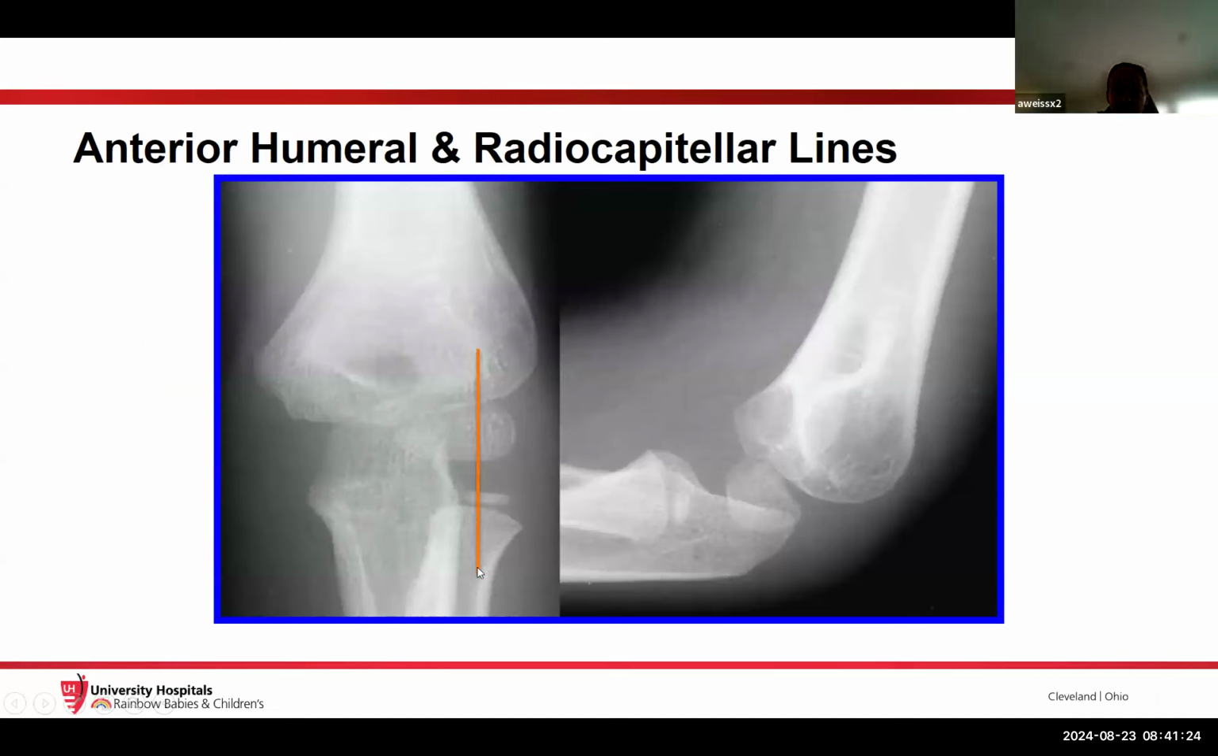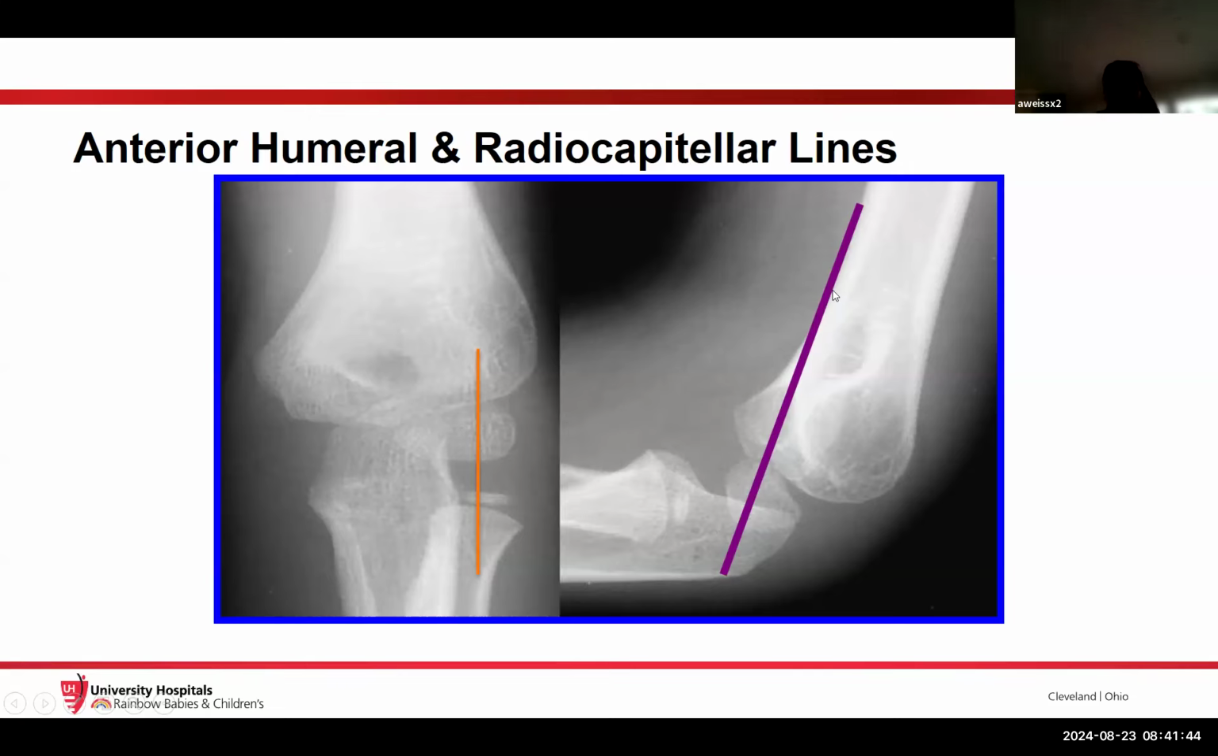In every single view, if you draw a line through the radial head and neck, it should intersect with the capitellum. So you can see here that the radius intersects with the capitellum. And then if you did the same thing on the lateral, the radius intersects with the capitellum. That's what's going to keep you from missing those radial head dislocations.